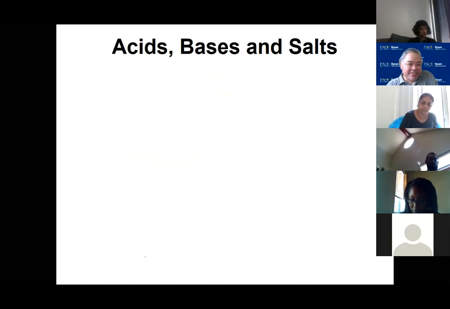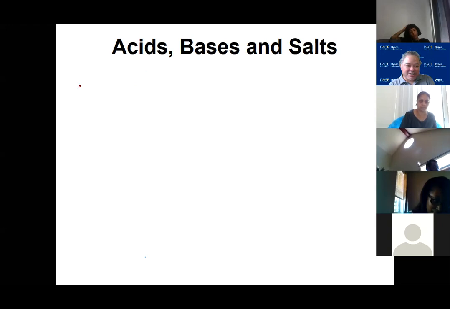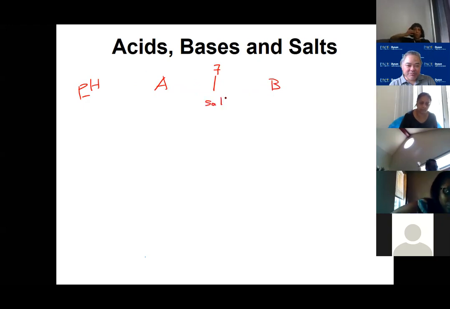Then acids, bases, and salts. I like the one who says they're sour, bitter, and salty. Okay. So acid-base reactions, they're around us. And it's around the pH. If the pH is less than 7, this is acidic. If it's more than 7, it's a base. If it's within 7, it's a salt. Okay. Another thing that you need to know is neutralization.